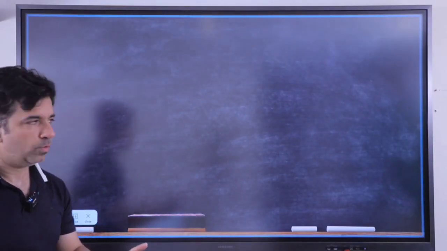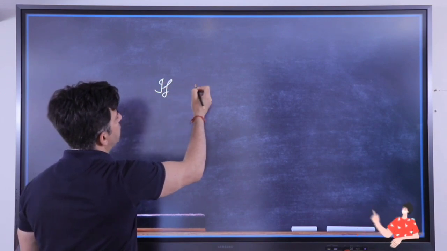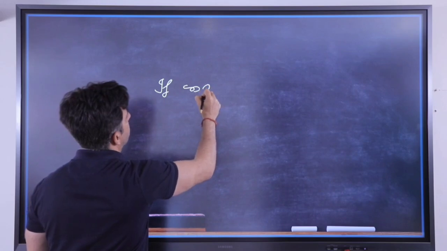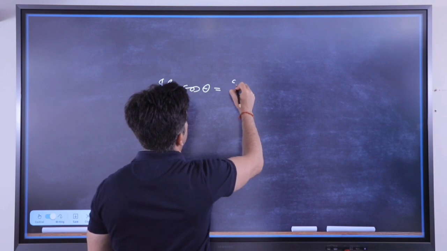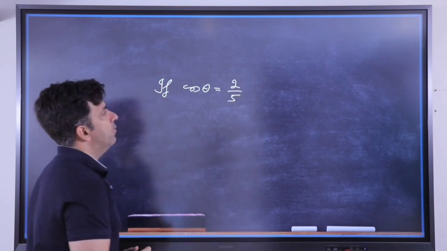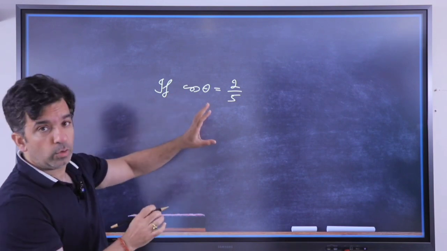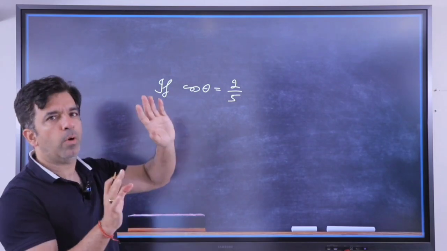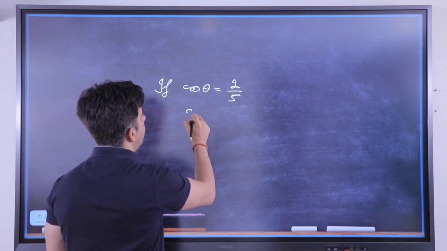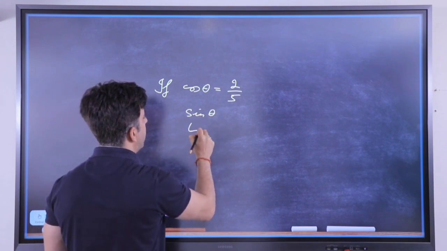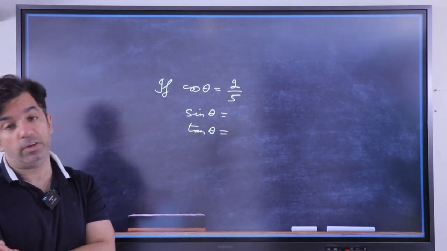Let's understand this logic now. Let's say someone gives us the simple value cos theta is 2 by 5. Even the picture of the triangle isn't given to us, but we have to keep in mind that we are talking about a right angle triangle. We are told to find sin theta and tan theta. We have to find these two values, and cos theta is given to us.